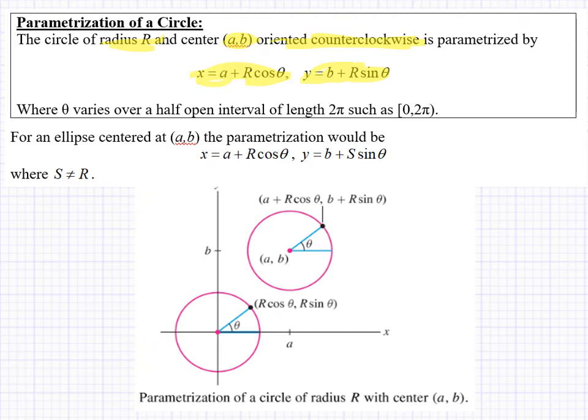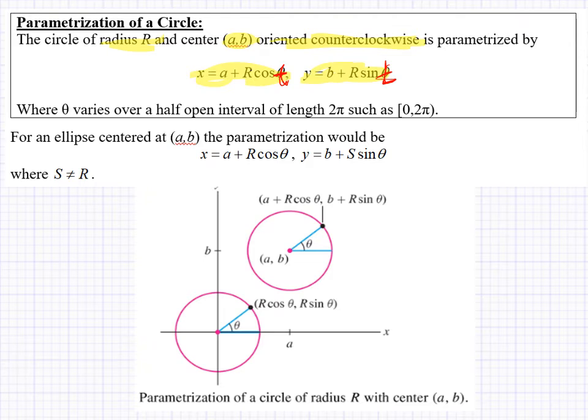T, theta, it actually doesn't matter what variable you use. Typically, when we talk about circles, we're talking about it being dependent on an angle instead of dependent on t. But this very easily could be a t here and a t here, and we could get this done just as well.